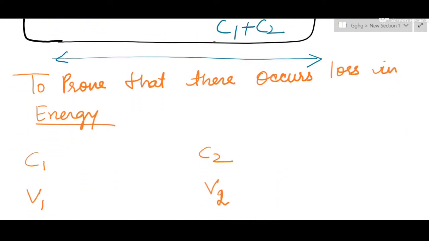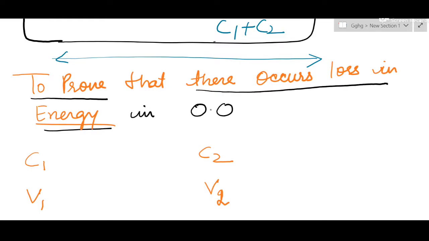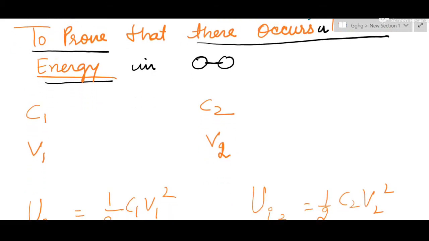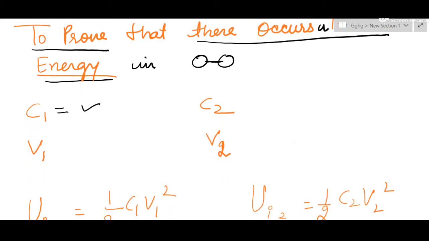Okay, now there is an important question related to this topic. To prove there occurs a loss in energy when two capacitors are connected through a wire, we have to prove that there occurs a loss in energy. So we'll take the capacitance of the first capacitor and the capacitance of the second capacitor. These are two capacitors, and the potential of the first capacitor and the potential of the second capacitor.